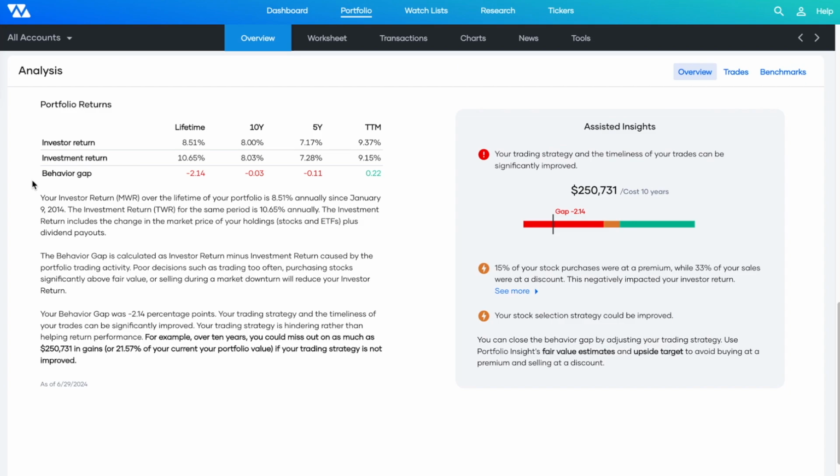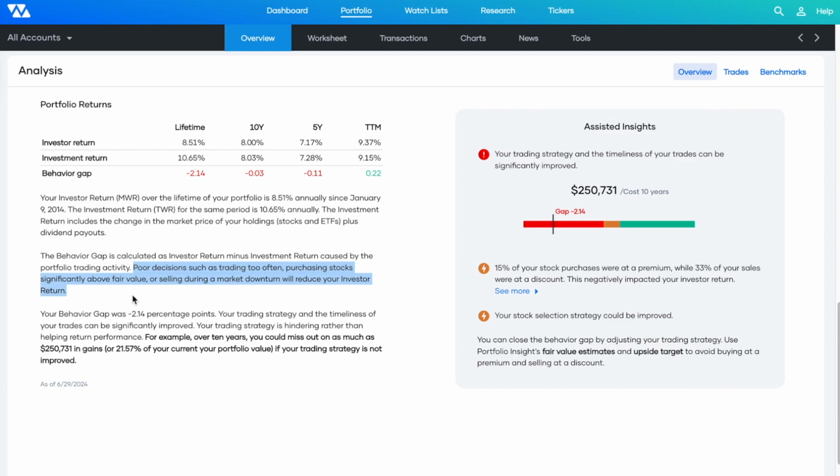For the sample portfolio, which started in January 2014, the lifetime investor return is 8.51%, whereas the lifetime investment return is 10.65%. This implies a behavior gap of negative 2.14 percentage points. As mentioned in the narrative, poor decisions such as trading too often, purchasing stocks significantly above fair value, or selling during a market downturn will reduce your investor return.